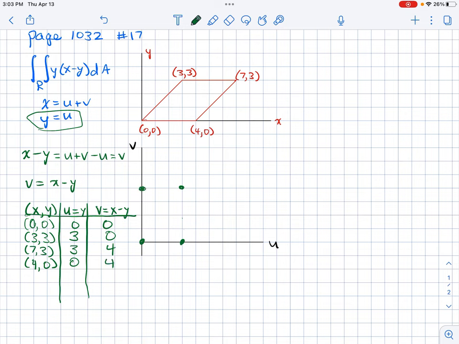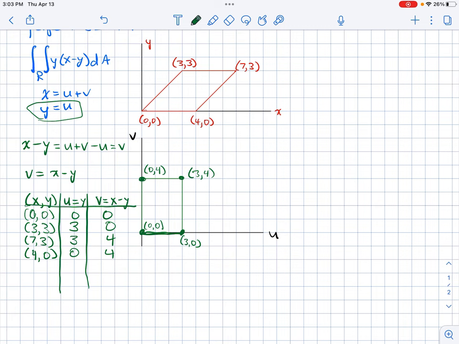So it looks like we've got a nice rectangular region here. It's a nice region to integrate over. And of course, this up here is 3, 4. This is 3, 0. This is 0, 4. And of course, down here is 0, 0. Now, we're just about ready to set up our integral because we've got the bounds of integration.